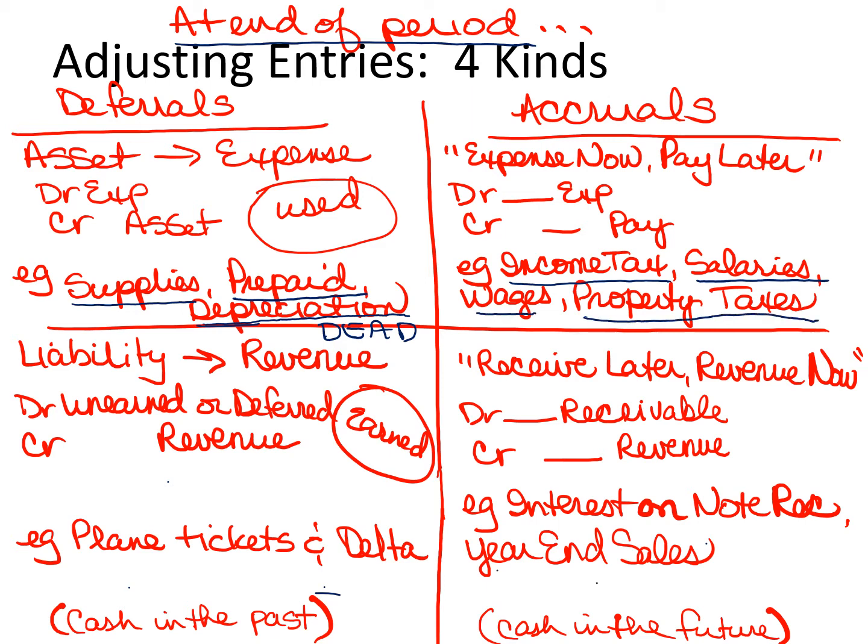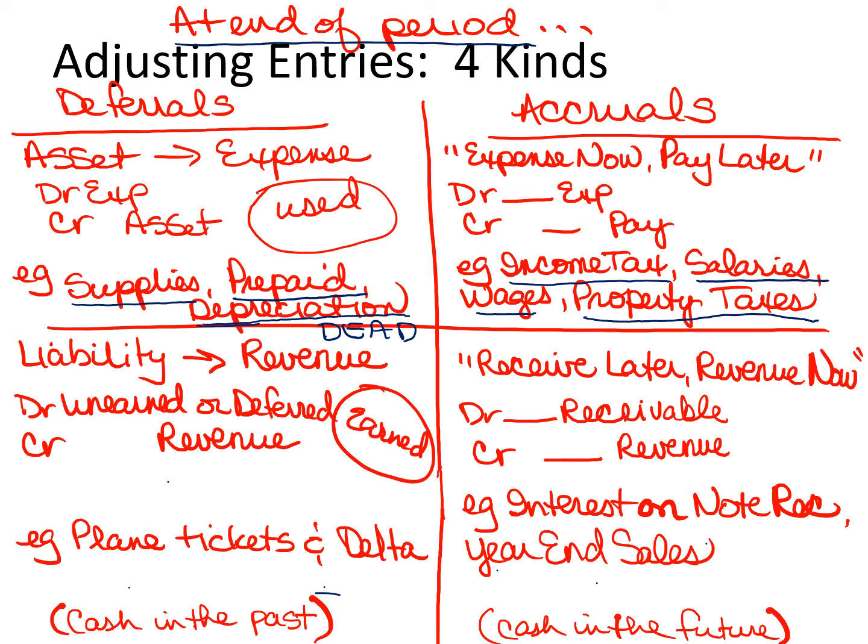Property taxes is another one. Again, property taxes you owe each day that you occupy your property. But you only pay your property taxes, I pay them 3 times a year. So I would debit property tax expense at the end of the year for the amount of property taxes I owe, even though I won't pay those property taxes till later. Credit property taxes payable.